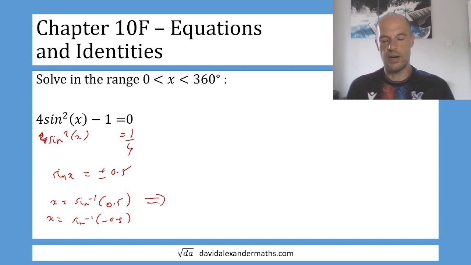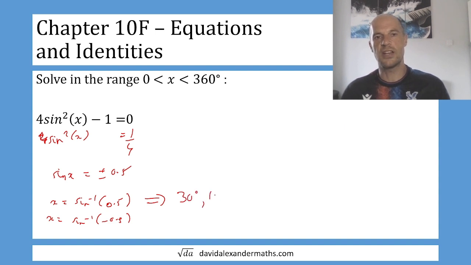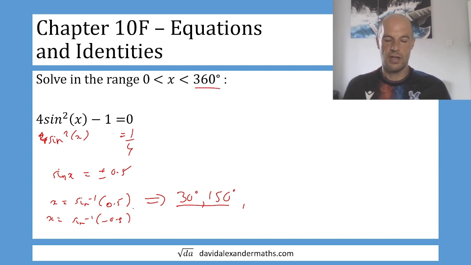Okay, so when I do a shift sine of 0.5, I'm getting 30. My next solution is 180 minus 30, which is 150 degrees. So I've got my first pair. For the next pair, I'm going to add 360, but that will definitely take me beyond the range. Let's have a look at this one.